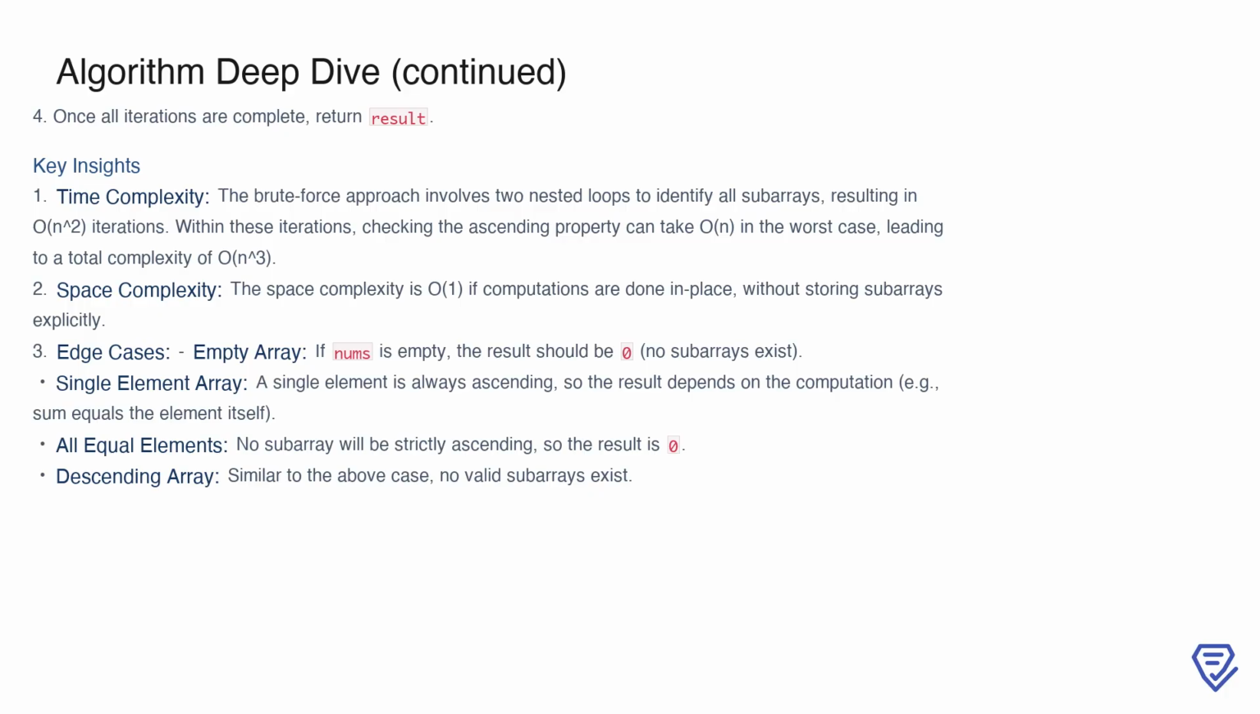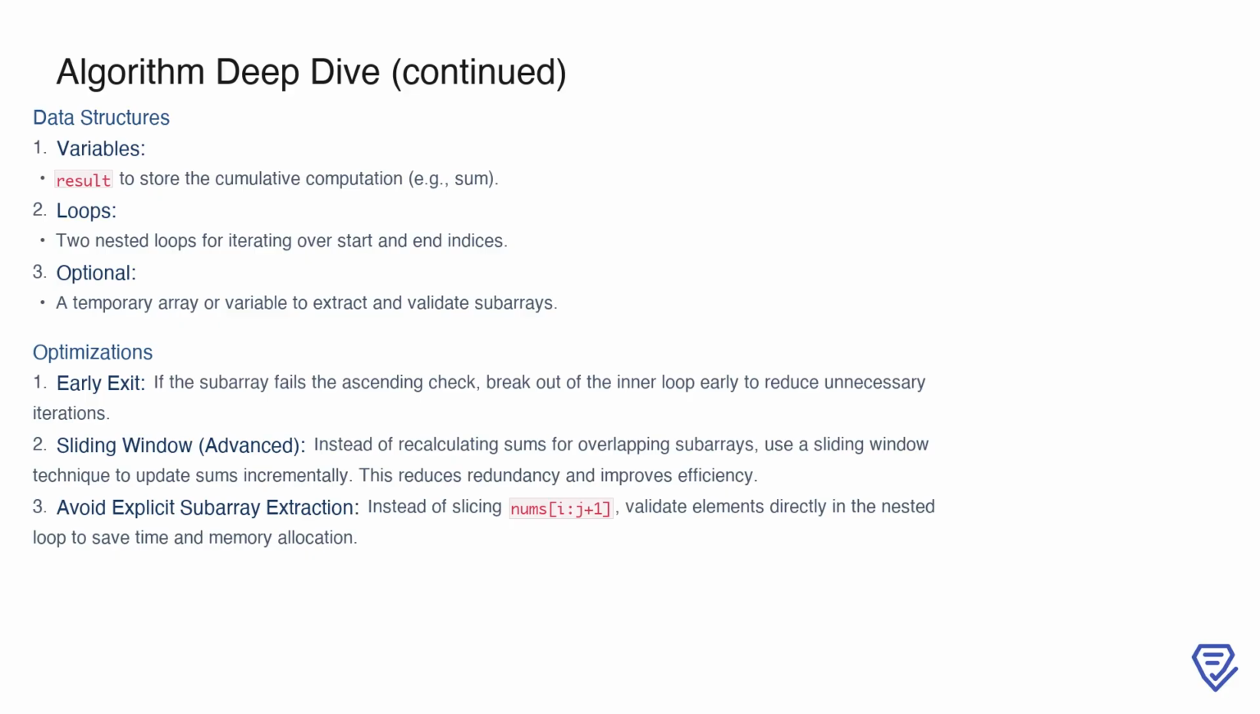It's also crucial to handle edge cases, such as an empty array, where the result should be 0 as no subarrays exist, or an array with a single element, which always qualifies as ascending. Arrays with all elements equal or arranged in descending order have no valid subarrays, so the result in such cases is also 0. The algorithm primarily uses basic data structures, such as a variable result to store the cumulative computation and two nested loops for iterating over the start and end indices of subarrays. In some cases, you might use a temporary variable or array to extract subarrays for validation.